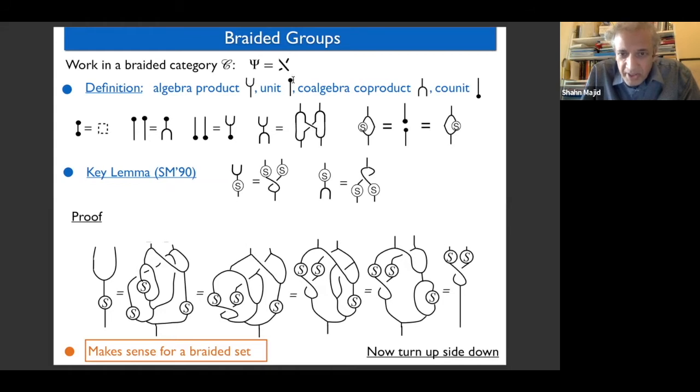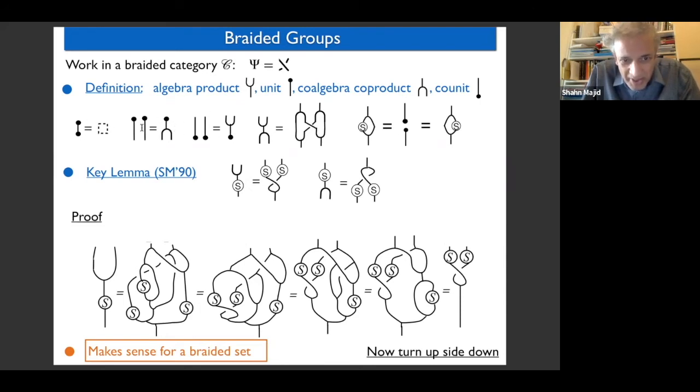There could be a unit, from the trivial object of the category into B, and the co-product is going to be from B into B tensor B, and the co-unit from B into the trivial object. They are using the adopted computer scientists' notation for this, so if you'll forgive me.